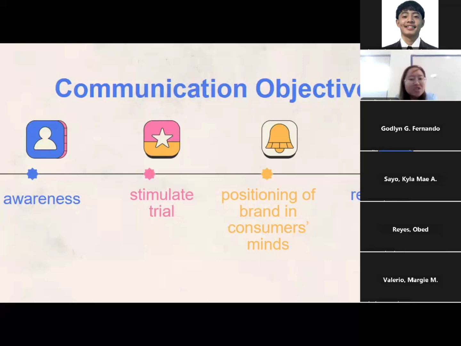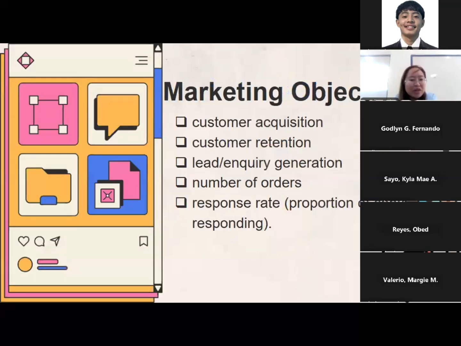Continuing with our discussion, let's proceed with marketing objectives. Marketing objectives are the specific goals a company wants to achieve with its marketing efforts. So it can include customer acquisition, wherein they want to gain new customers, like Amazon. They often run promotions and discounts because they want to attract new customers and expand their user base. Another is in terms of customer retention.